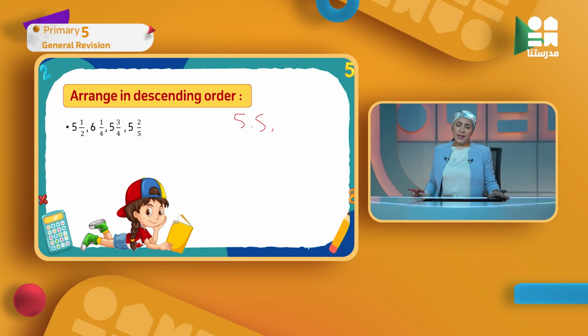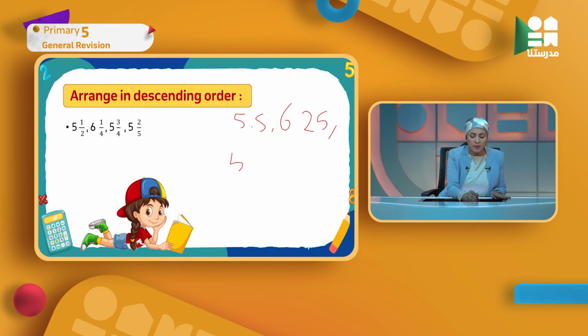Next is 6 and a quarter, or 6 and 1 over 4. We said before that 1 over 4, or the quarter, equals 0.25. So the second one will be 6.25. Then 5 and 3/4. We also said before that 3/4 is equal to 0.75. So here this number will be 5.75.